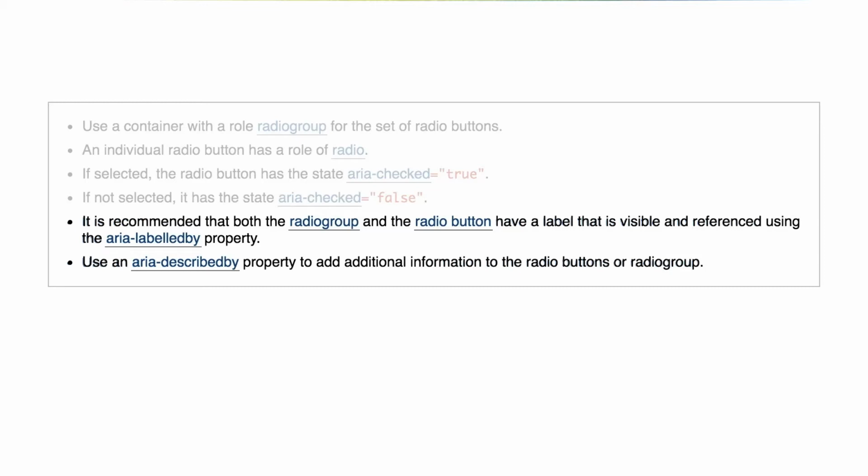The ARIA Design Practices advice for the radio group pattern notes it is recommended that both the radio group and the radio button have a label that is visible and referenced using the aria-labelledby property, and use an aria-describedby property to add additional information to the radio buttons or radio group.